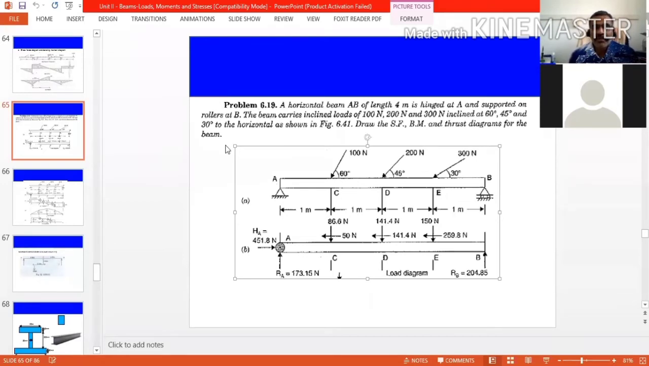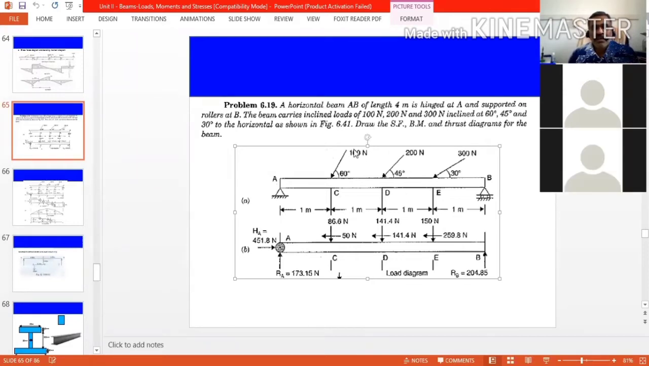So this is the given problem. In this problem, the loads are acting inclined, not vertical. But these forces can be resolved into vertical and horizontal components. The vertical forces will produce bending moment, and the horizontal forces will create thrust. Thrust means axial load.